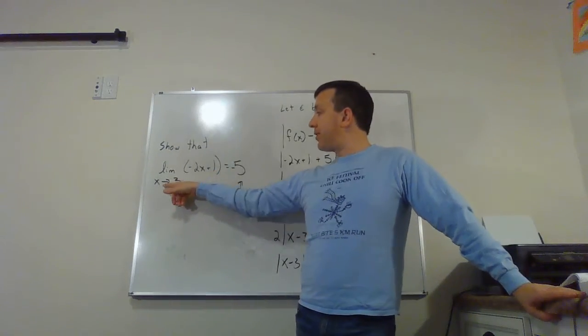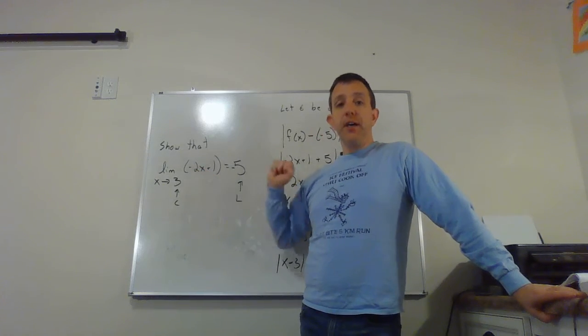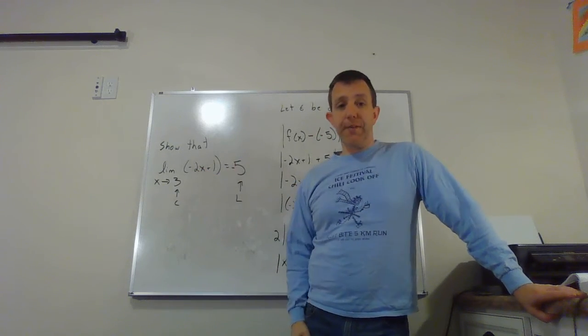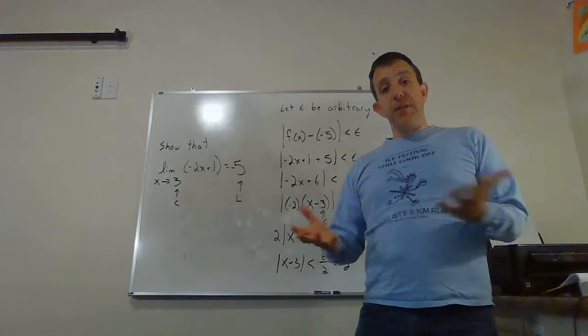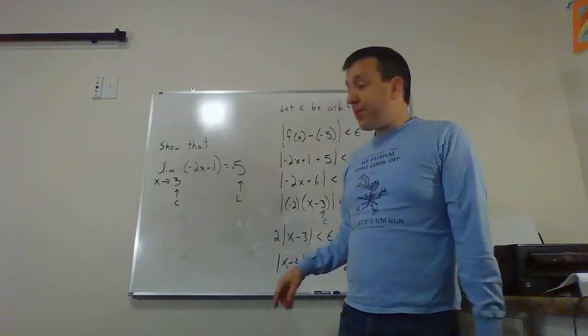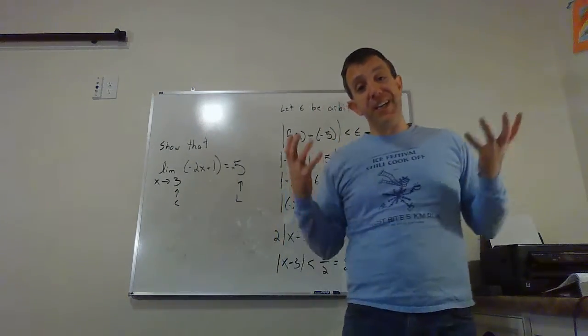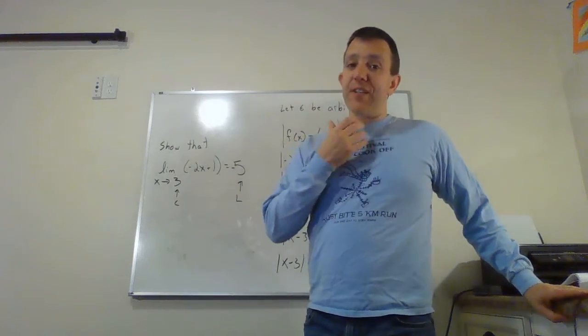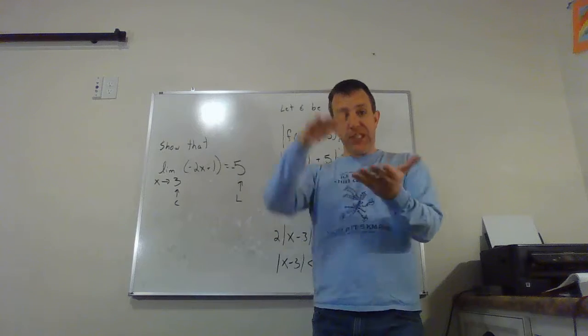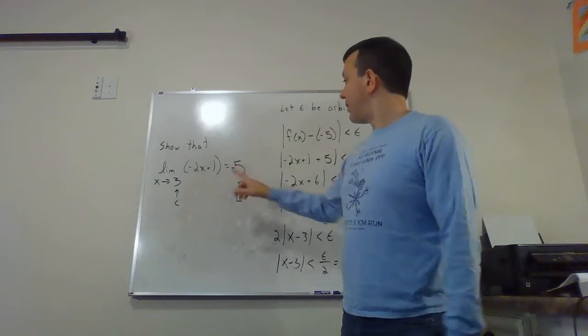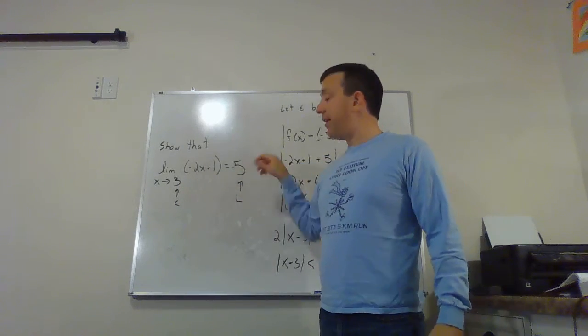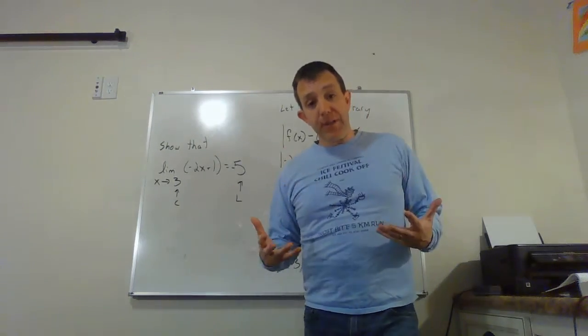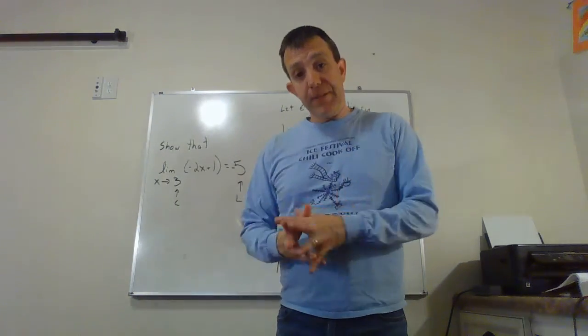So I want to show that the limit as x approaches 3 of negative 2x plus 1 is equal to negative 5. From the limit laws that we learned before, we know that's true because we can just plug in 3 and we get negative 5. But we want to use our precise definition and start to get this idea of squishing stuff in. So here my C is 3 and my L is negative 5. And I'm going to set this up using that very precise definition.